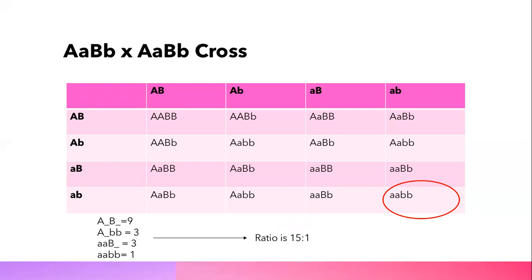When you combine all of the combinations with at least one dominant allele, you get a 15:1 ratio, which is the standard ratio for a duplicate dominant epistasis cross.